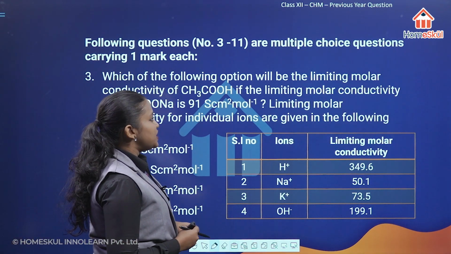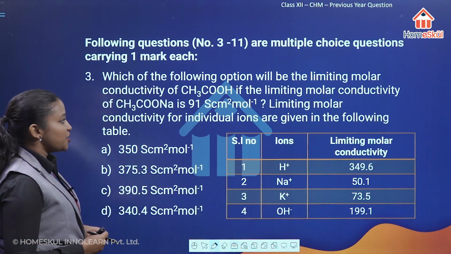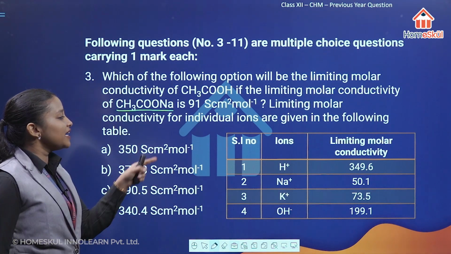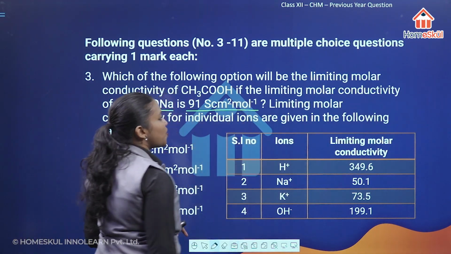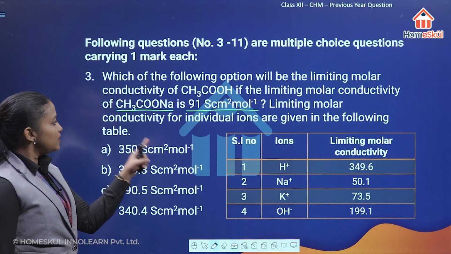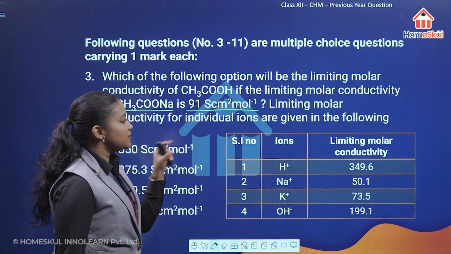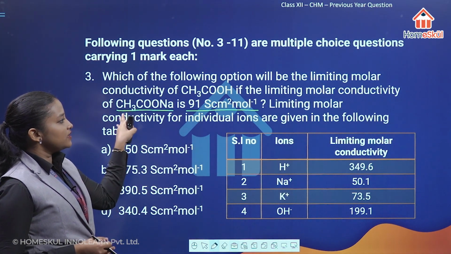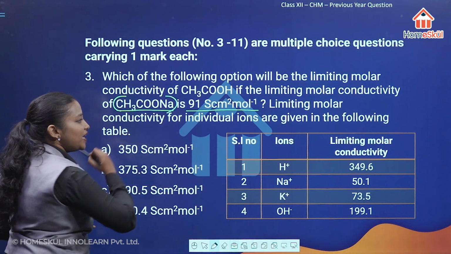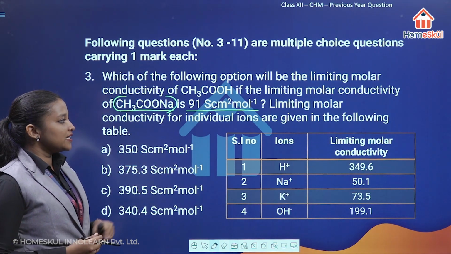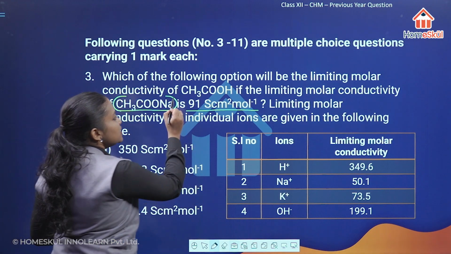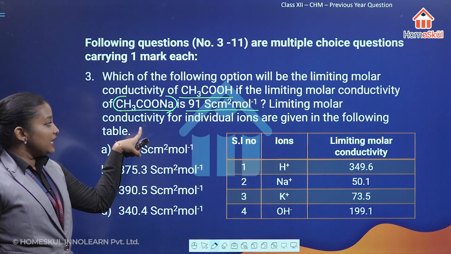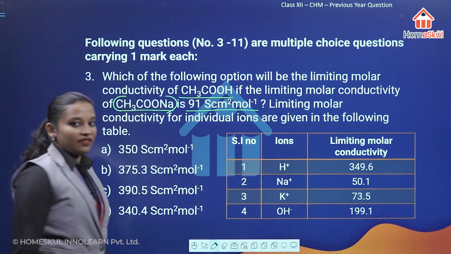Which of the following options will be the limiting molar conductivity of CH3COOH if the limiting molar conductivity of CH3COONa is 91 Siemens centimeter square per mole? Limiting molar conductivity of individual ions are given in the following table. We have the limiting molar conductivity of CH3COONa and we have to find that of CH3COOH, which is a weak electrolyte.